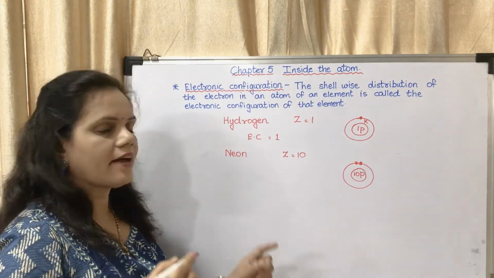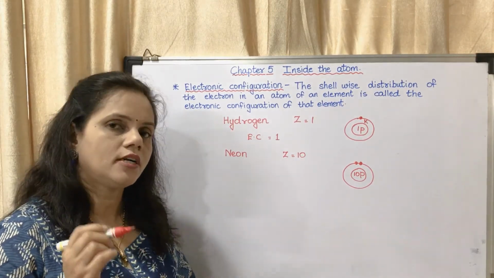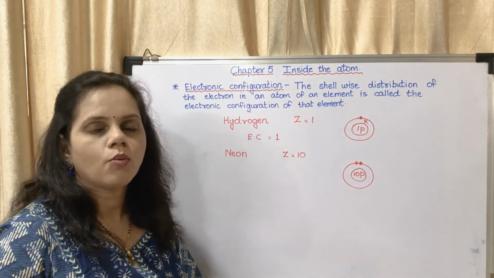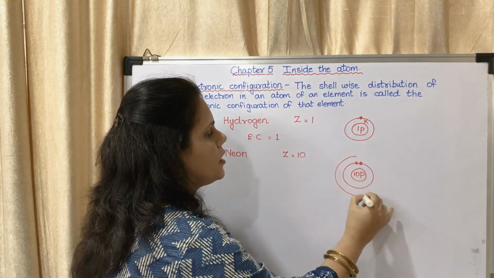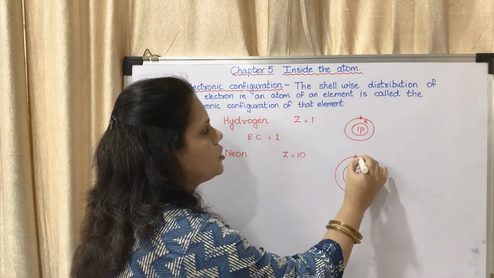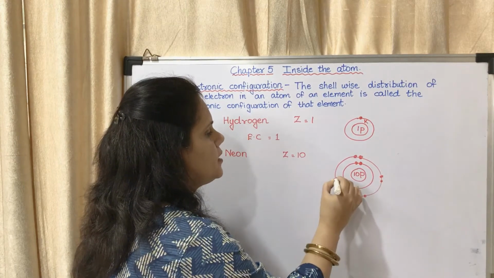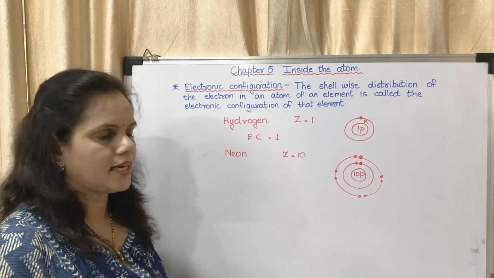You have to draw 10 electrons. Out of those, 2 you have drawn. What is remaining? 8 is remaining. So 8 I will draw in the next shell. That is 1, 2, 3, 4, 5, 6, 7, 8. So these are the 8 electrons.